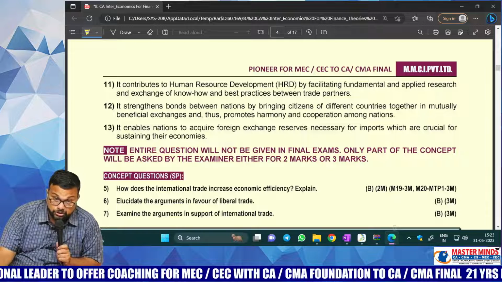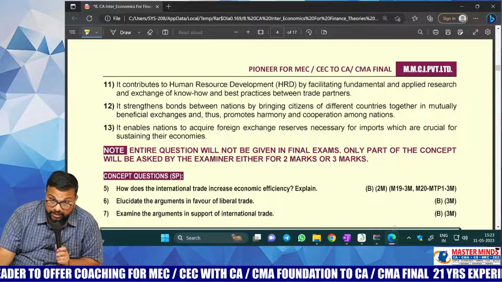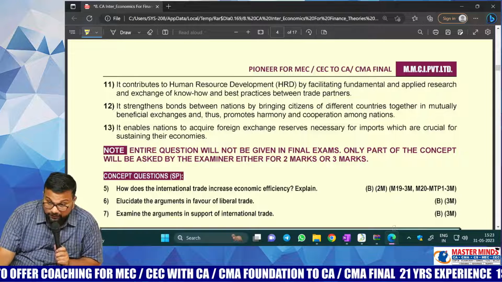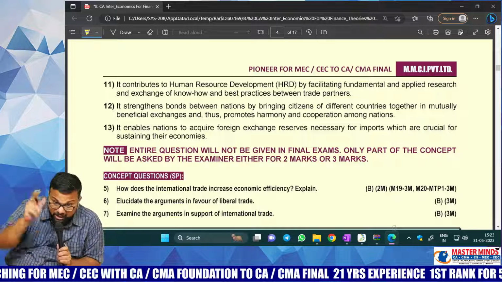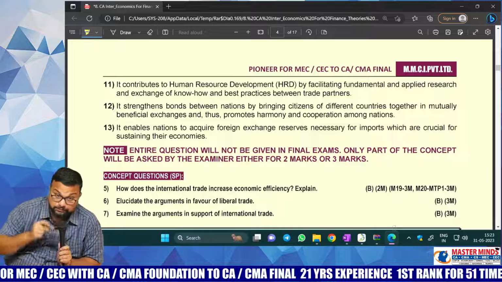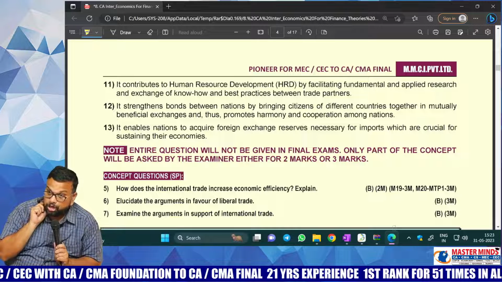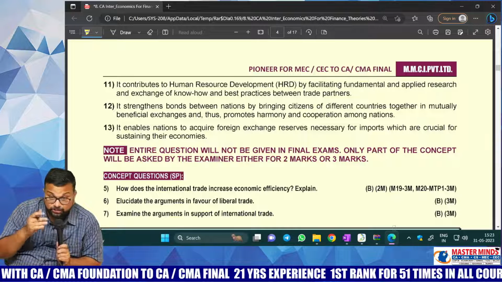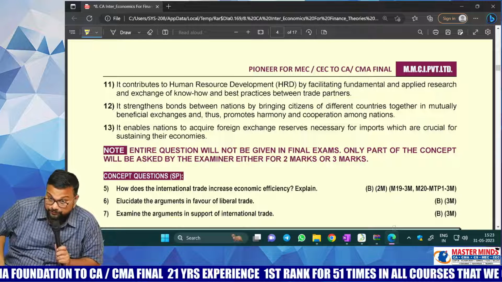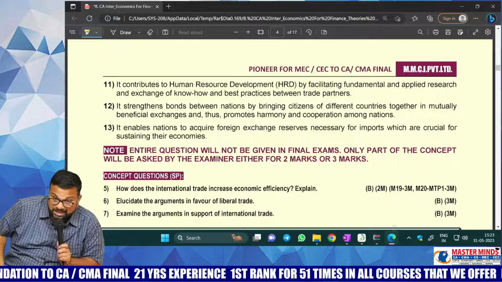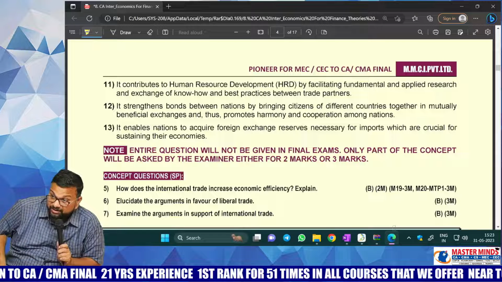Human resource development. Because of international trade, not only foreign companies but also domestic companies demand skilled labor. Because of that demand only, you people are in this course. Just imagine, 30 years back there was no such demand for this course or engineering courses or other courses. Only because of international trade or globalization, demand for different courses increased.